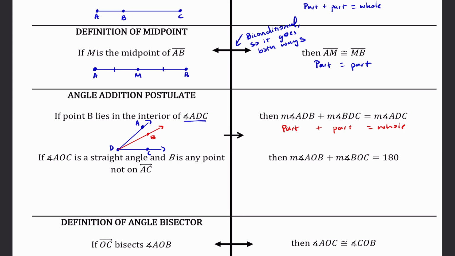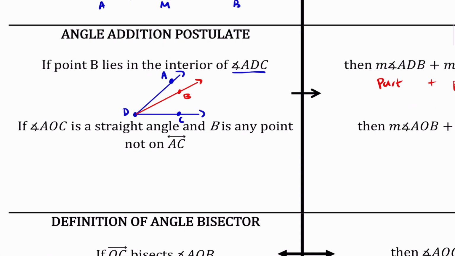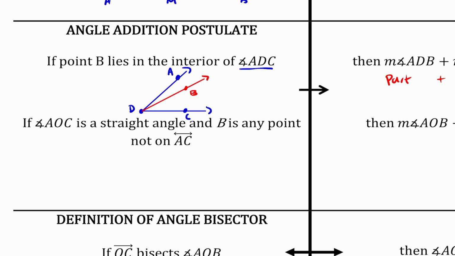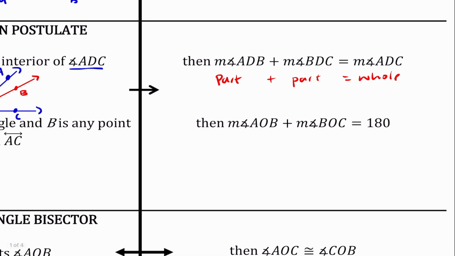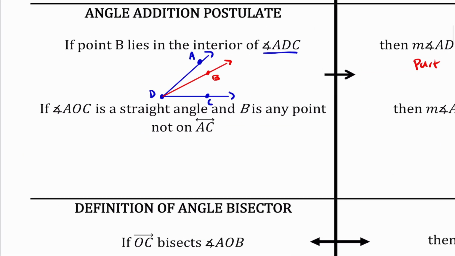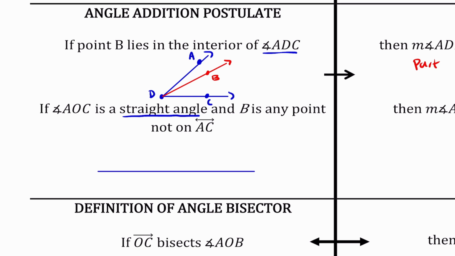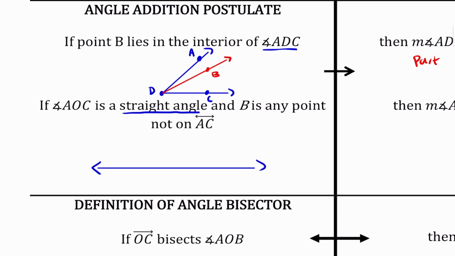Okay? Now, let's take a look at this. If angle AOC is a straight angle and B is any point not on line AC, then the measure of angle AOB plus the measure of angle BOC is equal to 180 degrees. So that key word, straight angle, let me draw angle AOC. Should look like this. So here's A, here's O, here's C, and then B is any point not on line AC, should be right here.